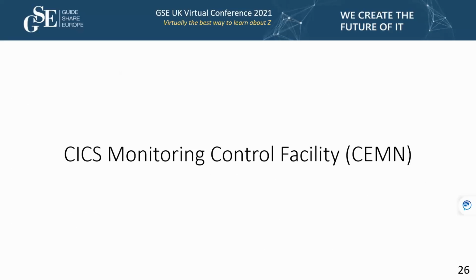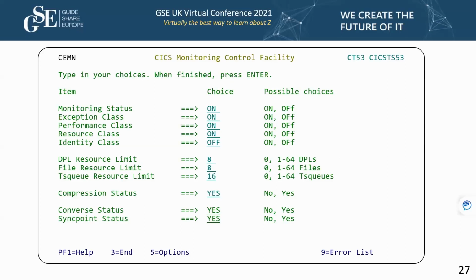So let's talk about how you see what's turned on. Now, obviously there are SIT parameters, but if you want to see what's running in your system, you can use the CEMN transaction. CEMN is the monitoring control facility transaction. And by the way, I included the documentation pages for this. So you could see I have monitoring class in general turned on, and then I identify which one of the 4 classes I have turned on. I have exception, performance, and resource. I have identity turned off.